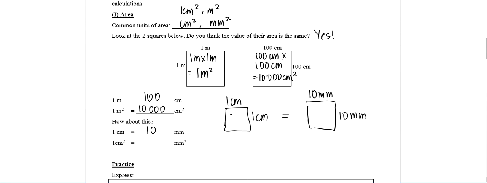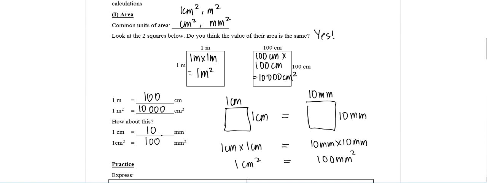The area of this square will be 1 cm times 1 cm, which is 1 cm square. And the area of this square will be 10 mm times 10 mm, which gives us 100 mm square. So the conversion has appeared: 1 cm square is equal to 100 mm square. We can therefore write this down. 1 cm square equals 100 mm square.